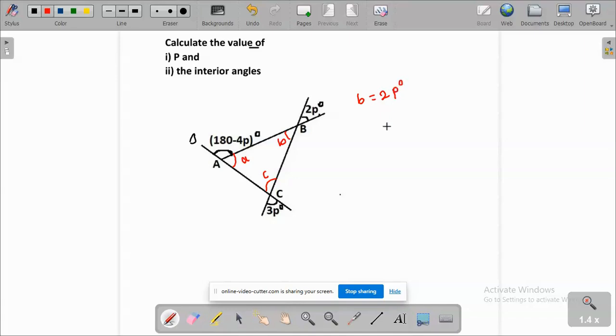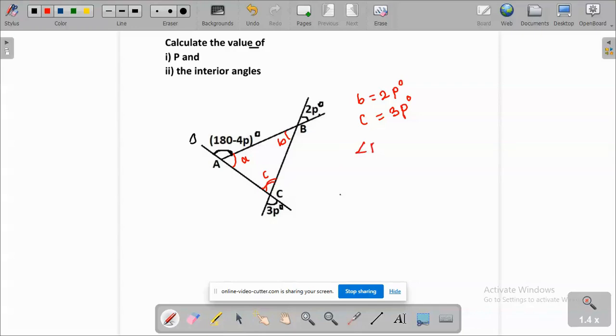So here this angle B, as specified there, is the same thing as 2p degree. The reason is that vertically opposite angles are equal. So this angle B here is the same thing as 2p degree. Then similarly, the angle C here too is the same thing as 3p degree, because these are what we refer to as vertically opposite angles. Usually they are equal.